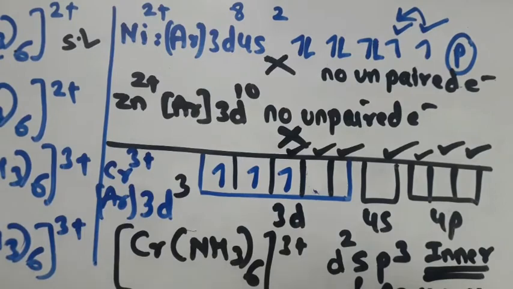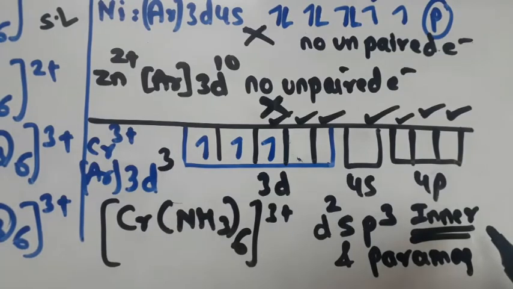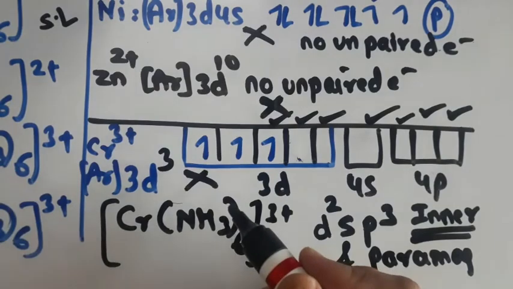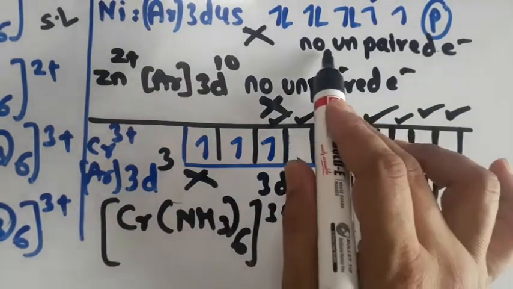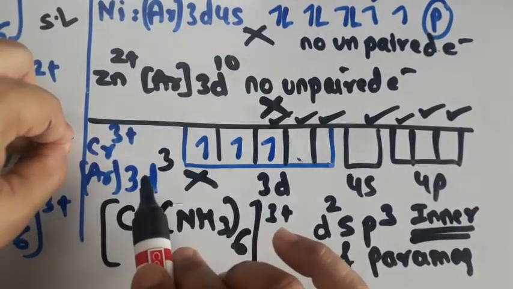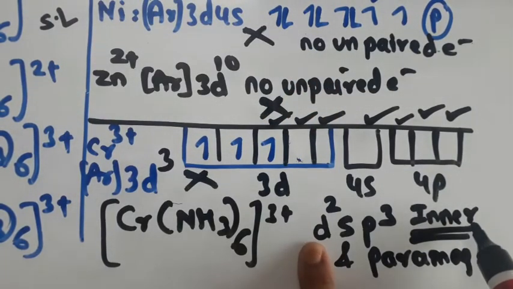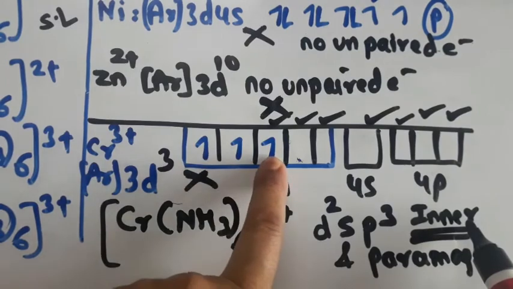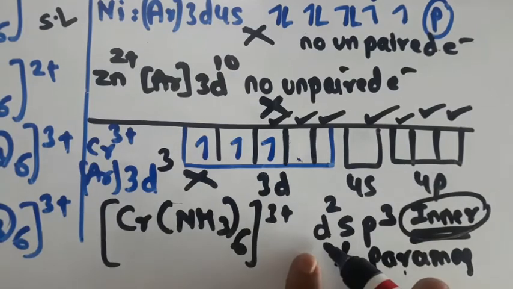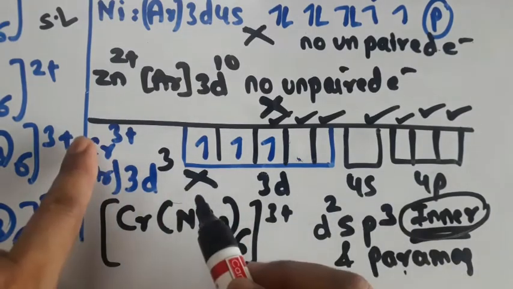But which answer do we want? We want the answer as outer orbital complex and paramagnetic. So definitely this option also we rule out. The first option we ruled out because there is no unpaired electron. The second option we ruled out because there is no unpaired electron. In the third option we are having d2sp3, but it is an inner orbital complex. It is having unpaired electrons, it is paramagnetic, but we don't want an inner orbital complex. We don't want d to be inside, we want d to come out. So that is the reason the third option also I ruled out.